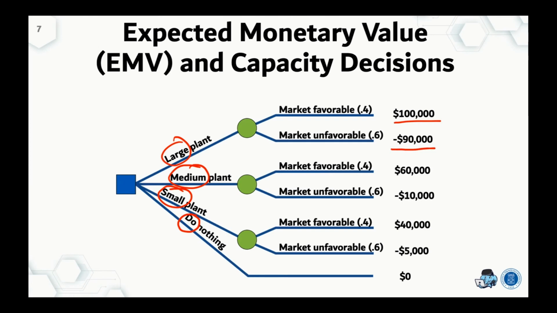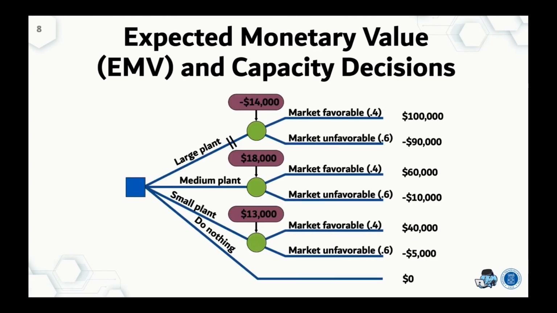The medium plant is similar. When the market is favorable, 60,000 profit. And for the medium plant when the market is unfavorable, minus 10,000. For the small plant, when the market is favorable, 40,000, and when the market is unfavorable, minus 5,000. And if we do nothing, and don't decide to expand our factory, of course we get nothing, 0 in this case. So which decision should we make based on this situation?